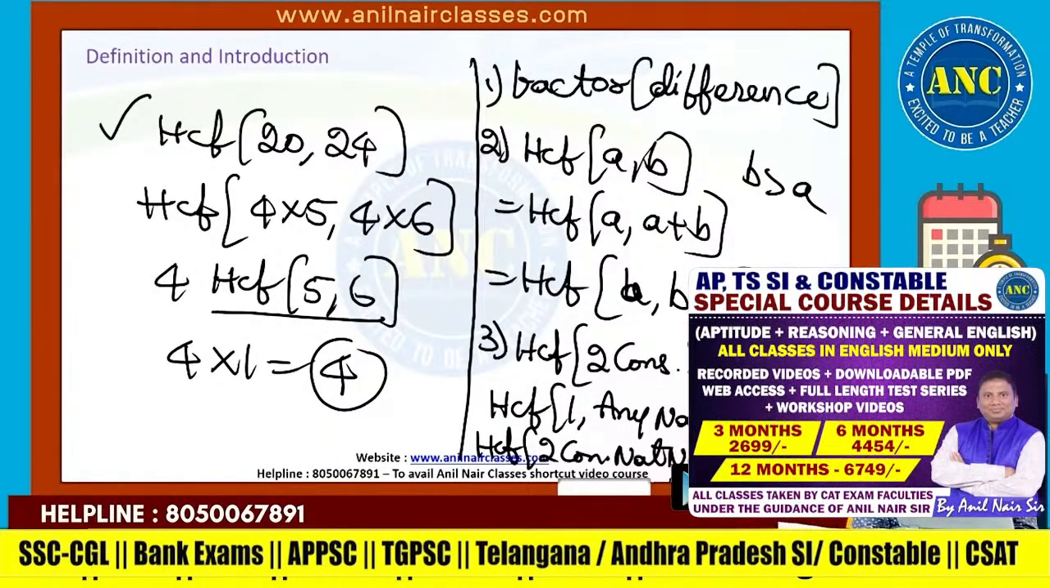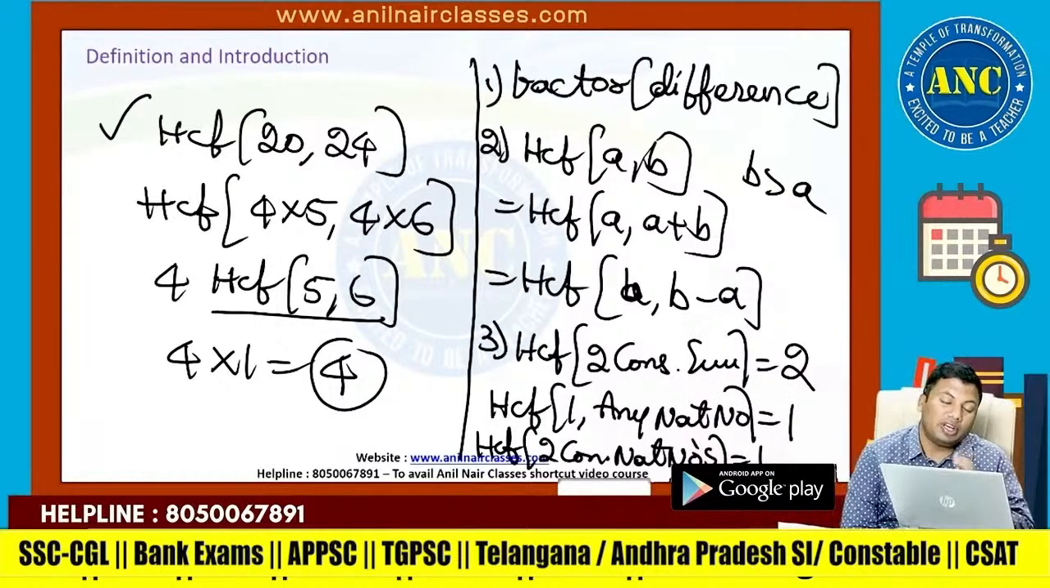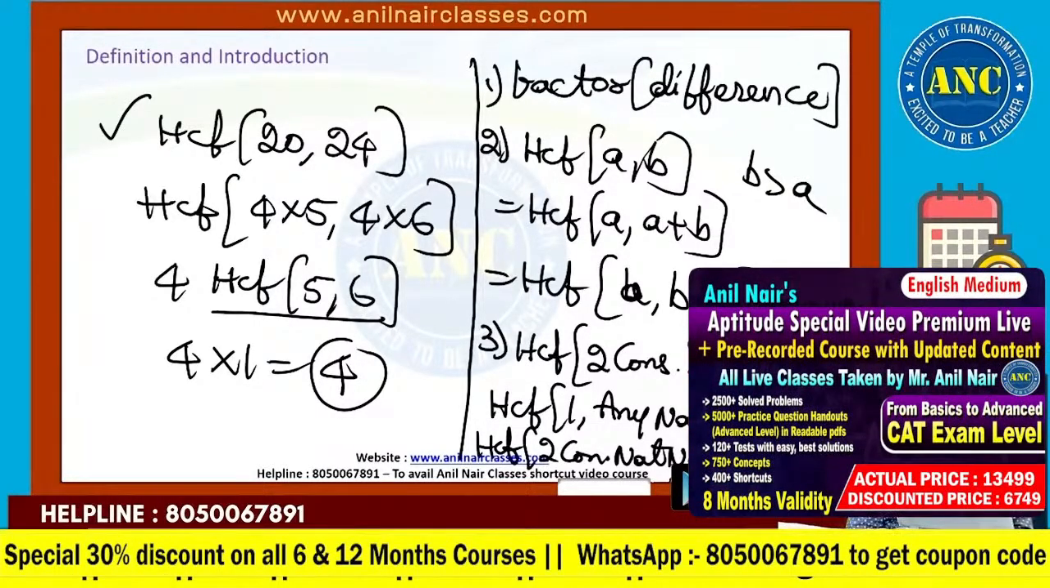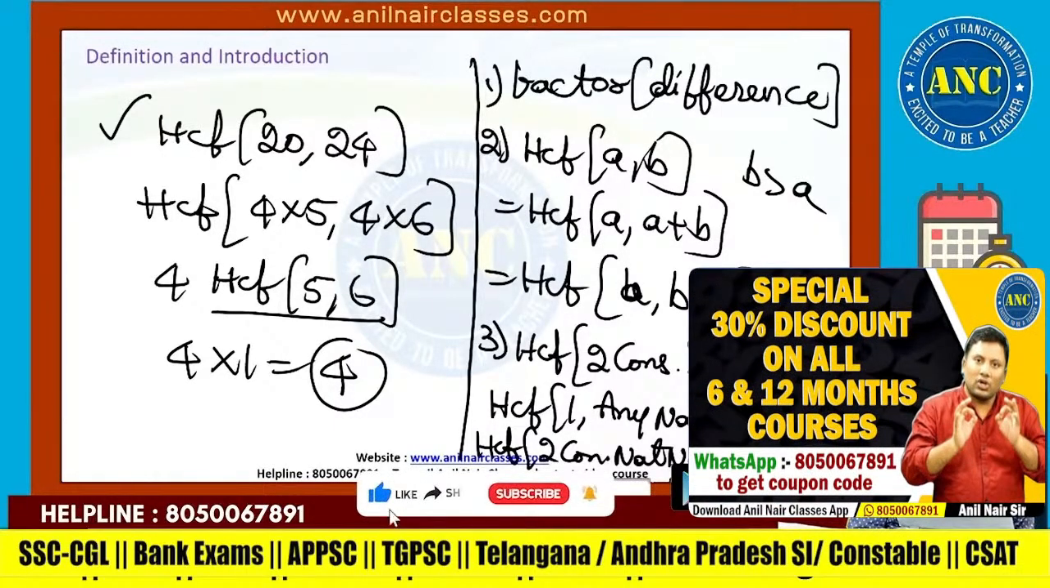HCF of two consecutive even numbers is 2. HCF of 1 with any natural number is 1. HCF of two consecutive natural numbers is 1.